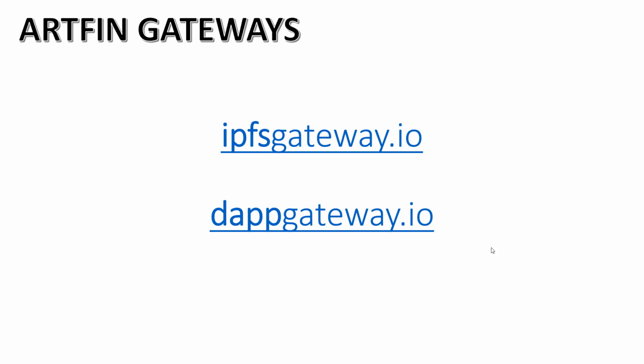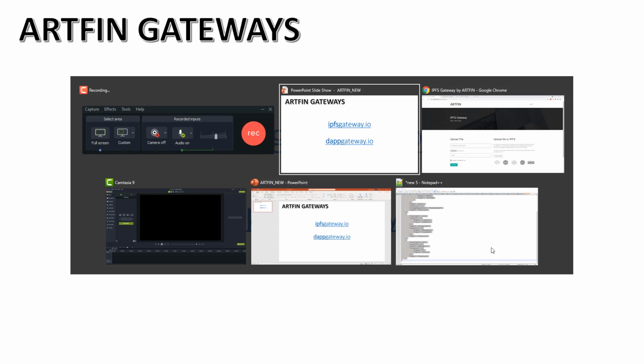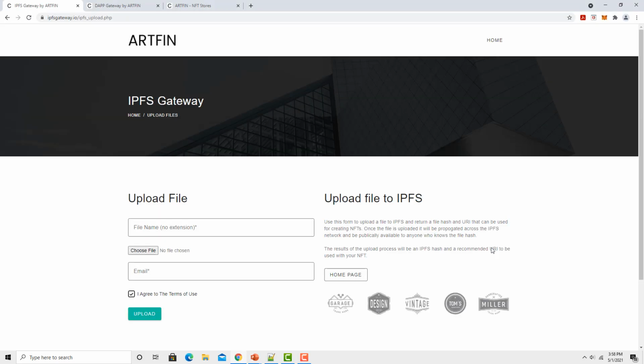So the first thing I'm going to do is IPFS Gateway. Now this is the gateway from your website to IPFS, which stands for Interplanetary File System. There's two things you need to do, and there's two API calls. One is put, meaning you want to put something onto the IPFS network, or the other is get, which means you want to read something from the IPFS network.